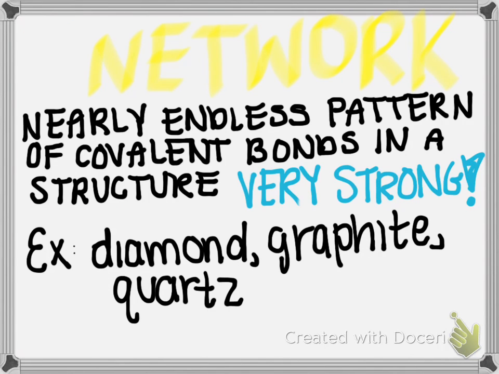The last term we're going to talk about before we get to examples is network covalent structures. Network is a nearly endless pattern of covalent bonds in a structure. And this structure is very strong. To prove that, some examples of network structures are diamond, graphite, and quartz, which, if you know any of those, are very strong structures.